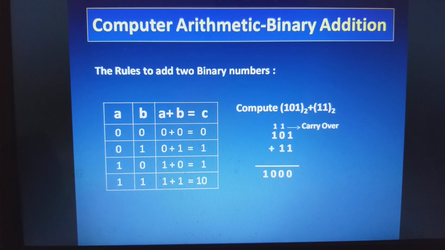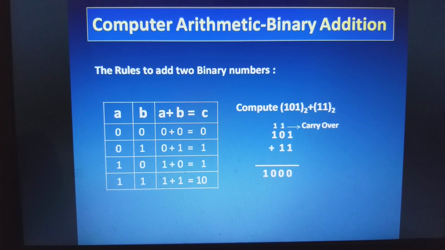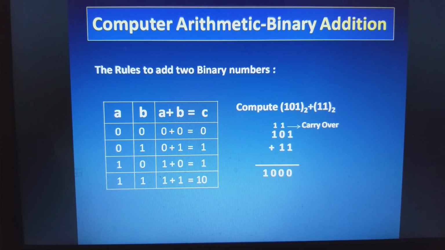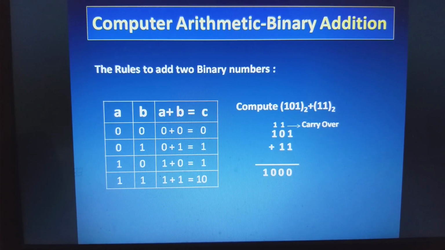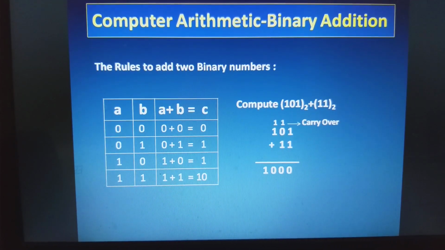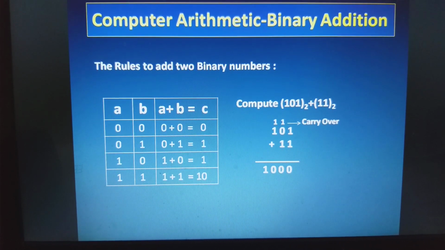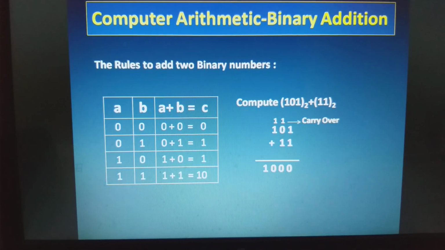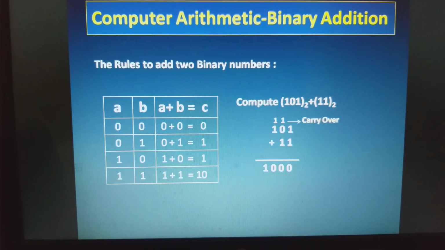Then in the second column, the carried over number is added with 1. The output becomes 1 0. Now 0 is written under the same column and 1 carried over. Now the carried over 1 is added to 1 to give the output 1 0. So the addition of 1 0 1 with base 2 plus 1 1 with base 2 equal to 1 0 0 0.